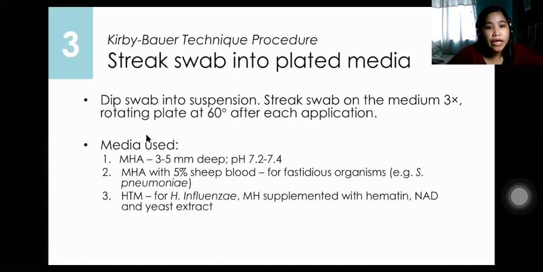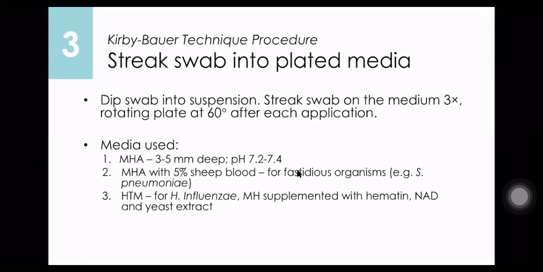Okay, so the MH agar that needs to be used must be 3 to 5 mm deep, and the pH is very important, 7.2 to 7.4. And then next is when MH agar is supplemented with blood, or 5% sheep blood to be specific.